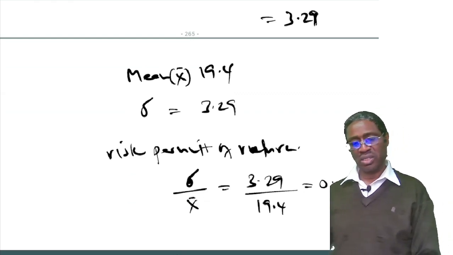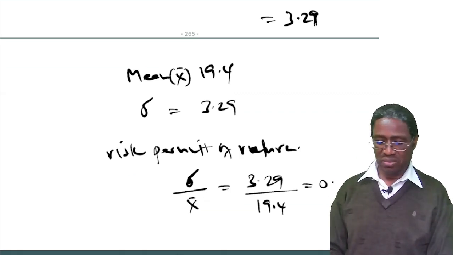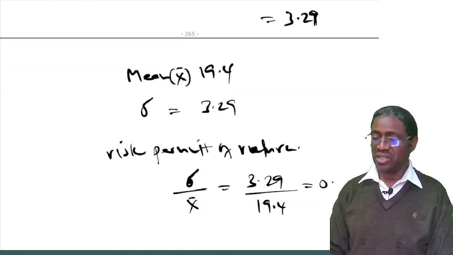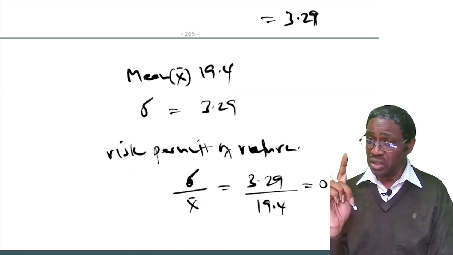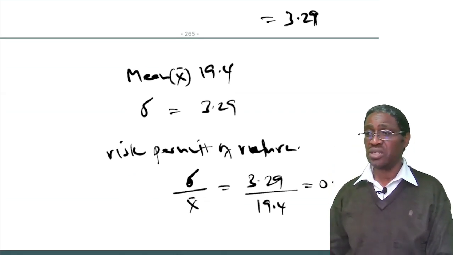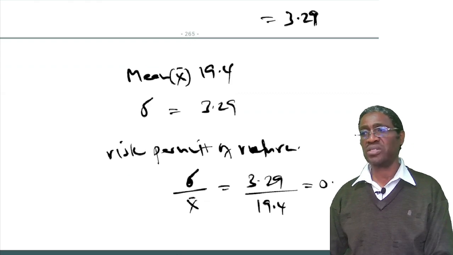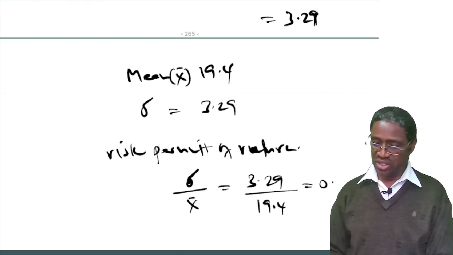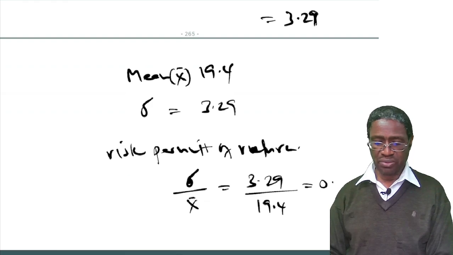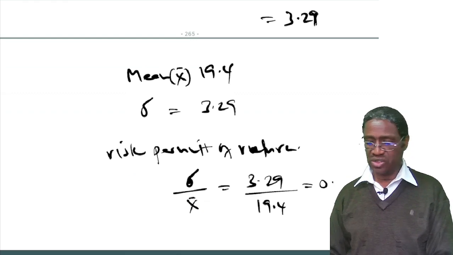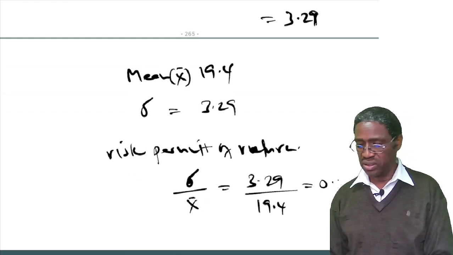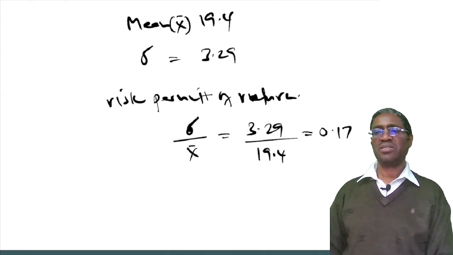What is my risk per unit of return? This would be 3.29 divided by 19.4. This will be 0.17.